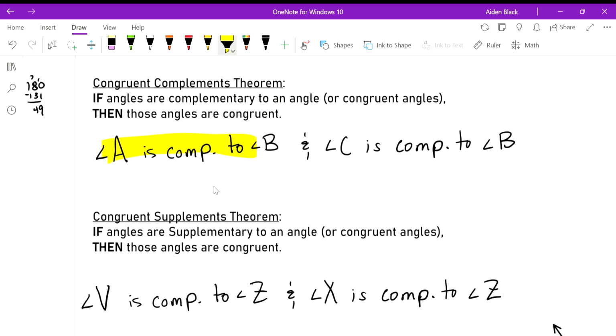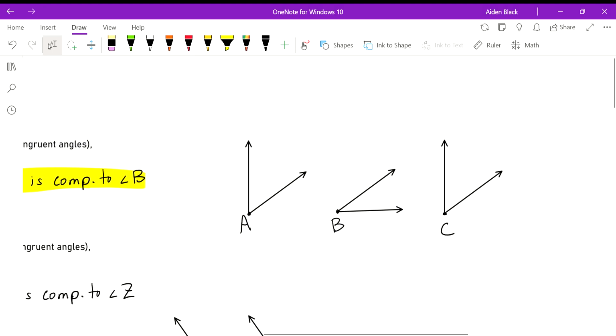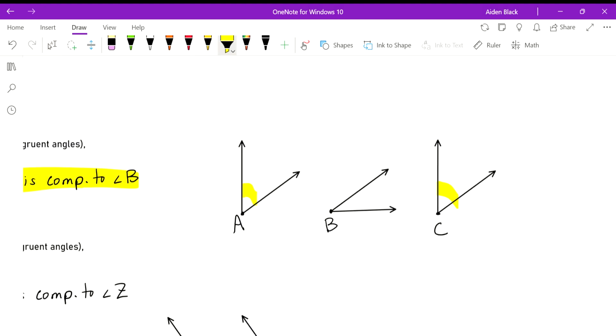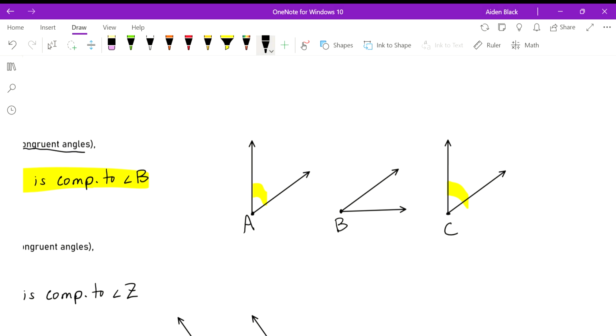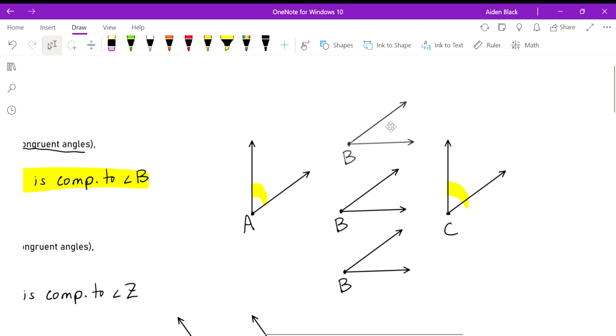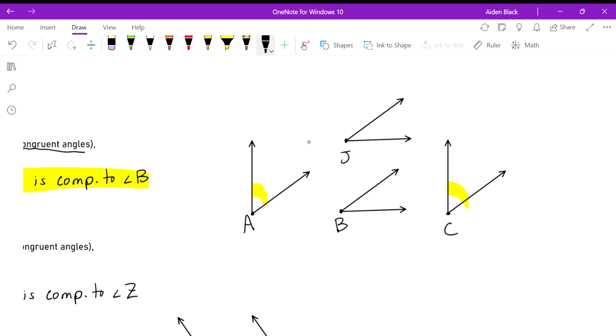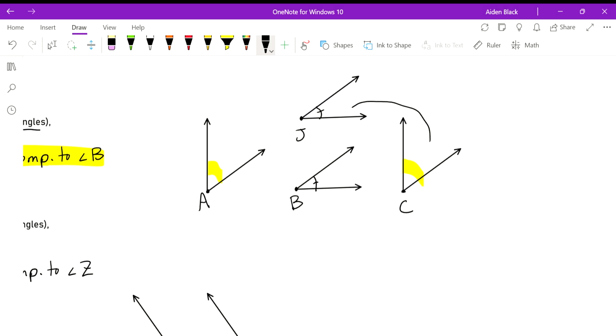So we have this scenario going on. A is complementary to angle B, C is complementary to angle B, so we know that these are congruent. In the case of the proof that we're looking at here, we have that they're complementary to congruent angles. So imagine I had another angle, and I'll highlight this and copy it. Let's say this were angle J. If I knew that these angles B and J were congruent, and I knew that C and J were complementary, A and B were complementary, then we'd know that angle A and C have to be congruent.